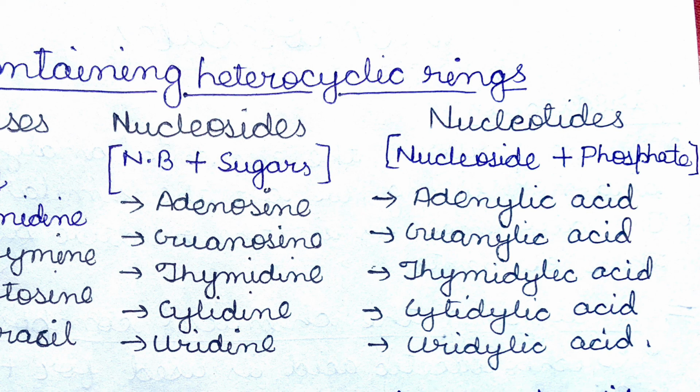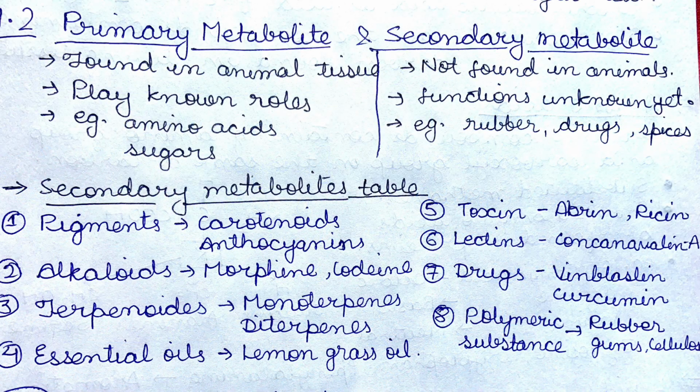The next topic is metabolites. There are two types, primary metabolites and secondary metabolites. Primary metabolites are those which are found in animal tissue, and secondary metabolites are not found in animal tissue. Primary metabolites have known functional roles, while we do not know the function of secondary metabolites.